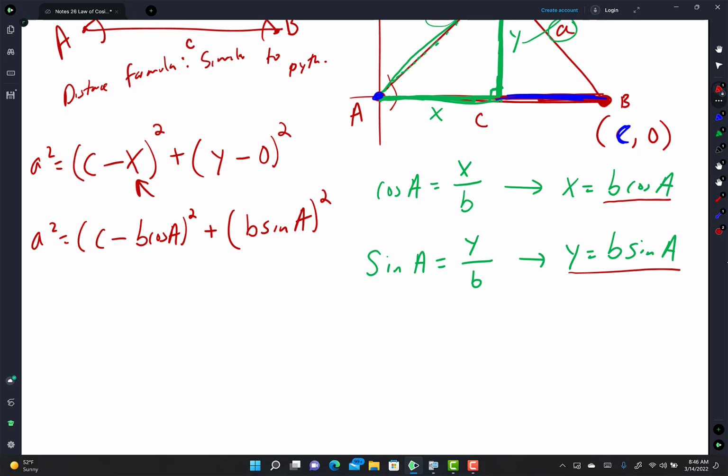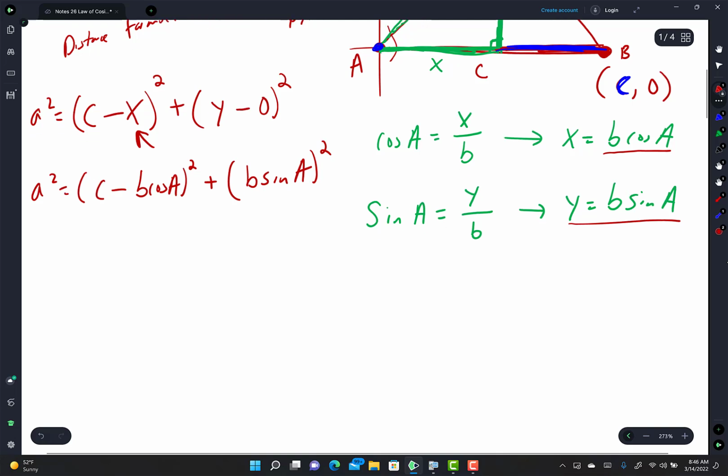Now all I'm going to do is algebra, law of exponents. So here we go. A squared equals, and all I'm doing is foiling. What is C times C? C squared. Then I'm going to go C times B cosine A. That's going to be BC cosine A, but I'm going to have how many of those? 2. So I'm going to write minus 2 BC cosine A. And then negative B cosine A times negative B cosine A is going to be B squared cosine squared A. Is everyone okay with that?